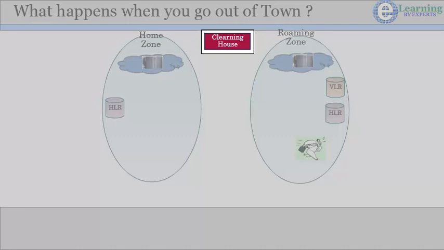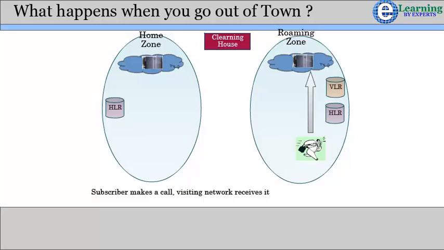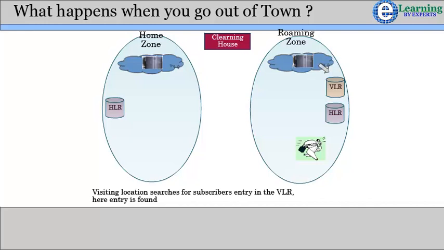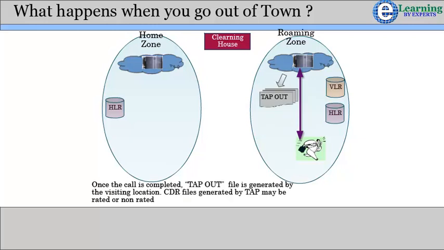Flow of roaming call is: the subscriber makes a call, visiting network receives it. Visiting location searches for the subscriber's entry in the HLR, but the entry is not found. Visiting location searches for the subscriber's entry in the VLR, here the entry is found. Visiting location allows the call to be completed. Once the call is completed, TAP-out file is generated by the visiting location.